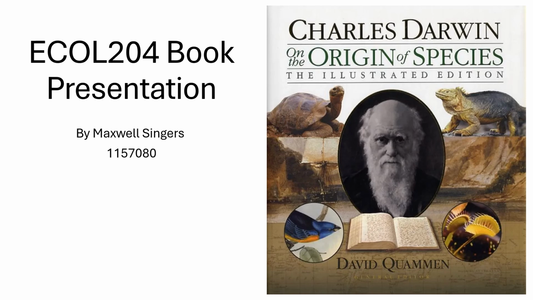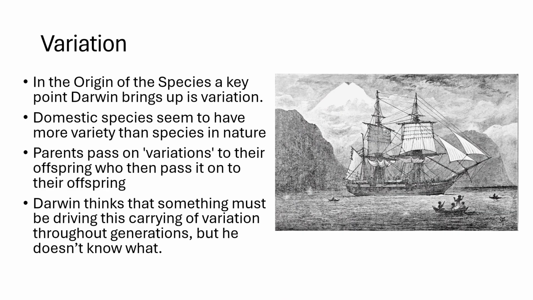It was published in 1859 and underlies probably one of the most important ideas in biology, and that is evolution through natural selection. One of the key points that Darwin brings up in The Origin of the Species is variation.